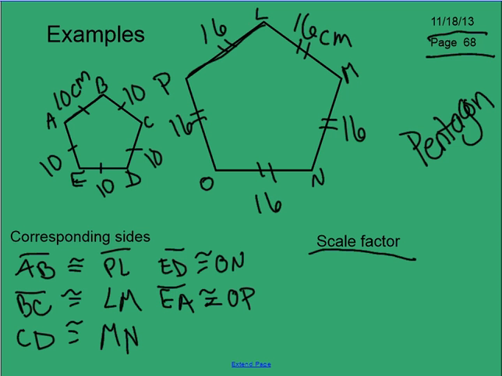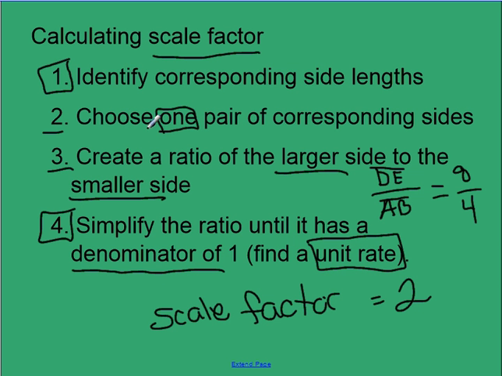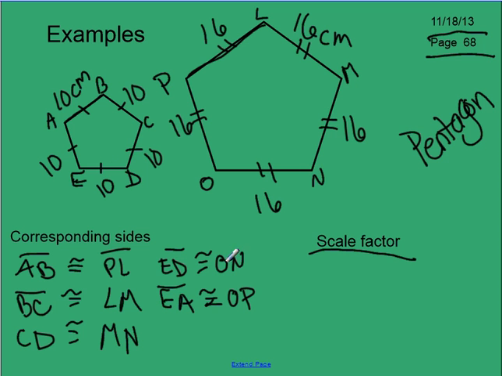If we look back at our notes for what to do then, we have to choose one pair of corresponding sides and create a ratio of the larger side to the smaller side. So let's go ahead and choose side MN, which we found corresponds to side CD right here. And we're going to make a ratio of the larger side to the smaller side. So that's going to be 16 over 10.